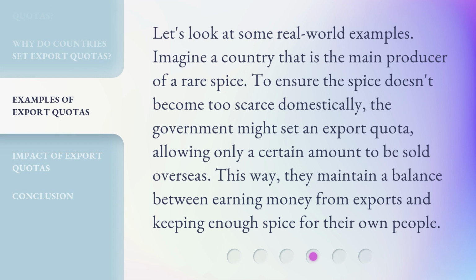Let's look at some real-world examples. Imagine a country that is the main producer of a rare spice. To ensure the spice doesn't become too scarce domestically, the government might set an export quota, allowing only a certain amount to be sold overseas. This way, they maintain a balance between earning money from exports and keeping enough spice for their own people.